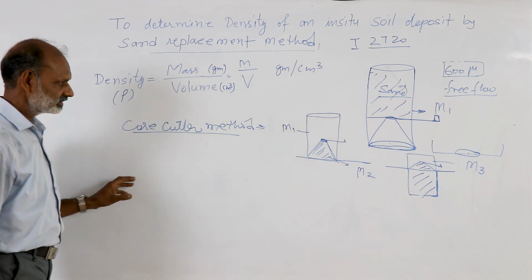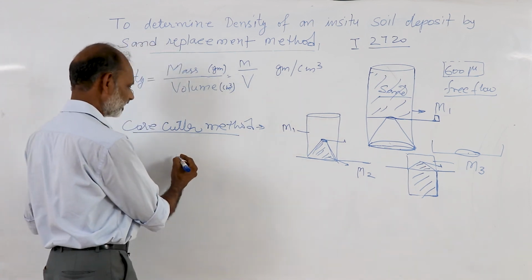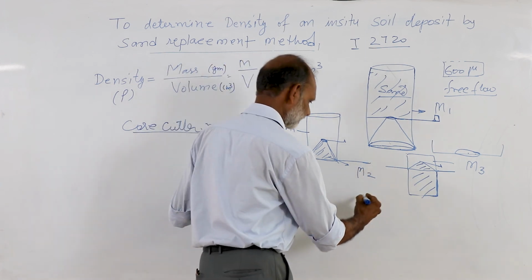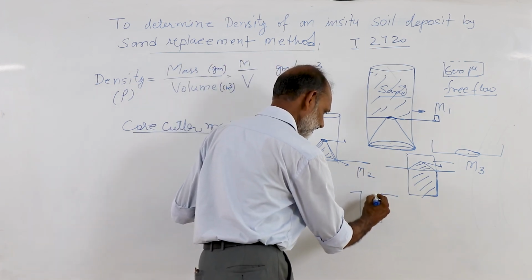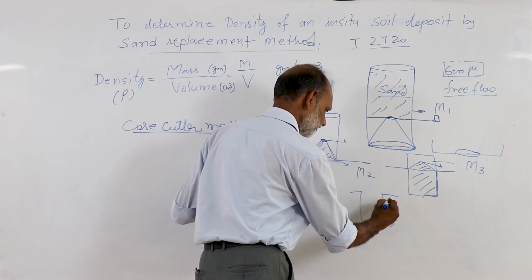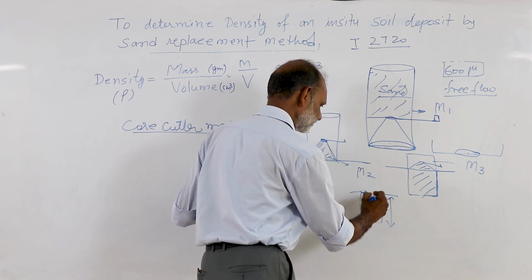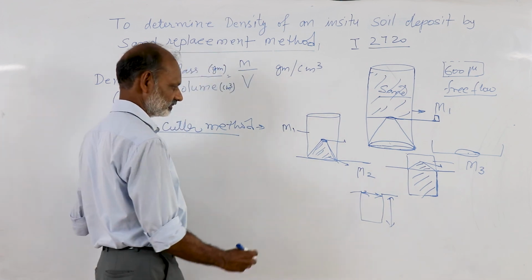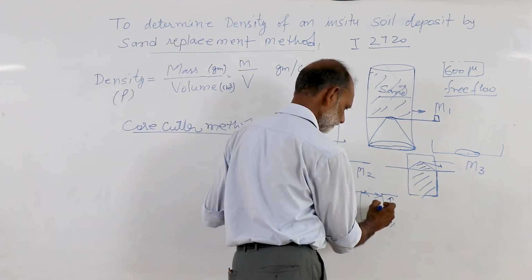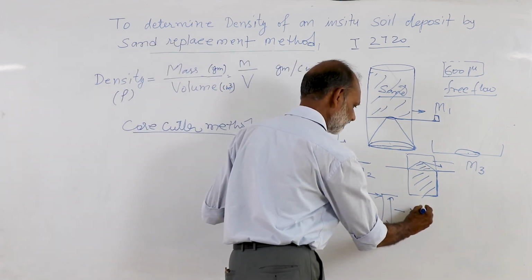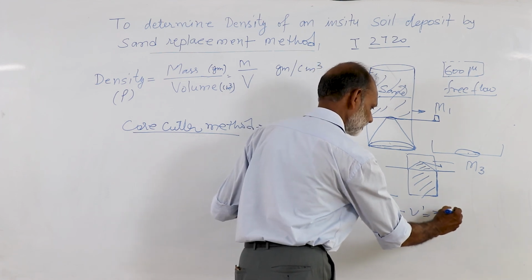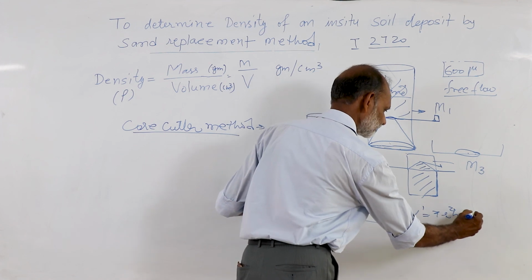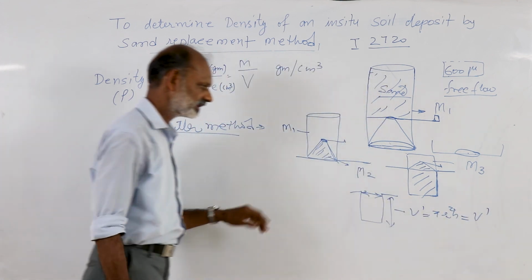Now we calculate the volume of this calibrating container by measuring the height of the cylinder and the diameter of the cylinder. Suppose this is the height, and we calculate the volume V dash equal to pi r square h. This is the volume V dash of the calibrating container.